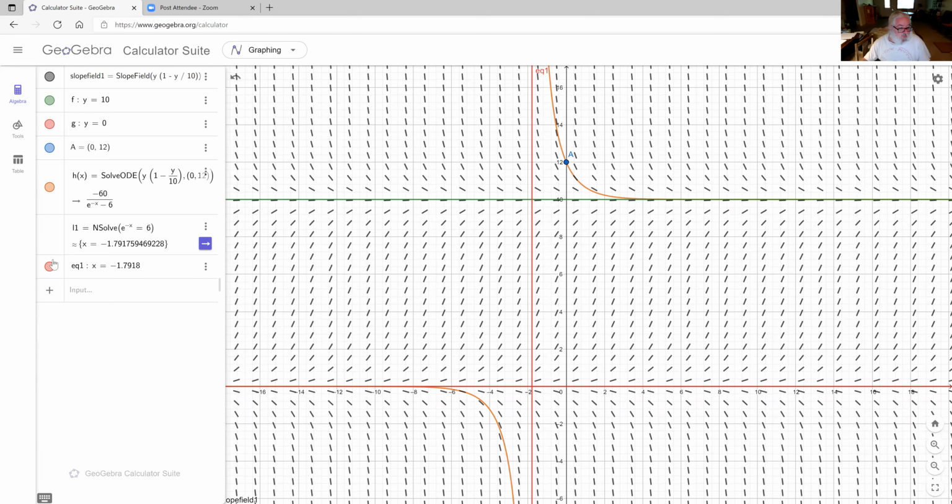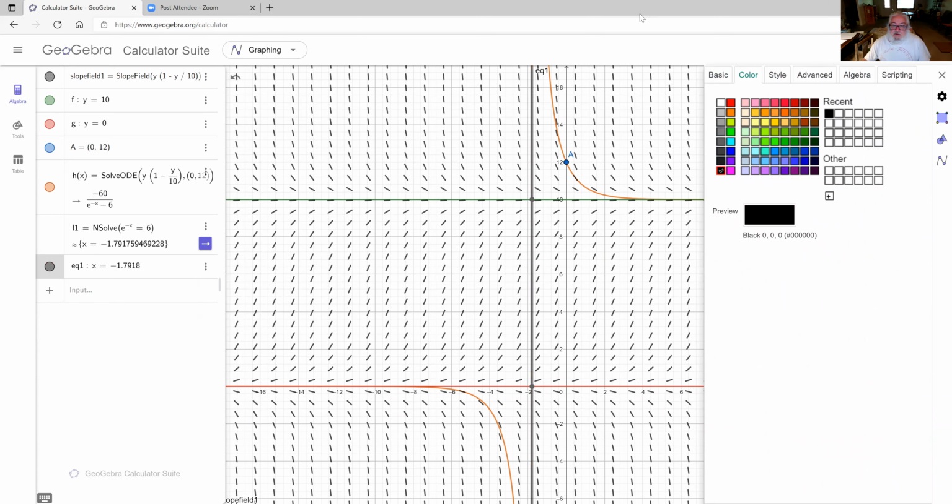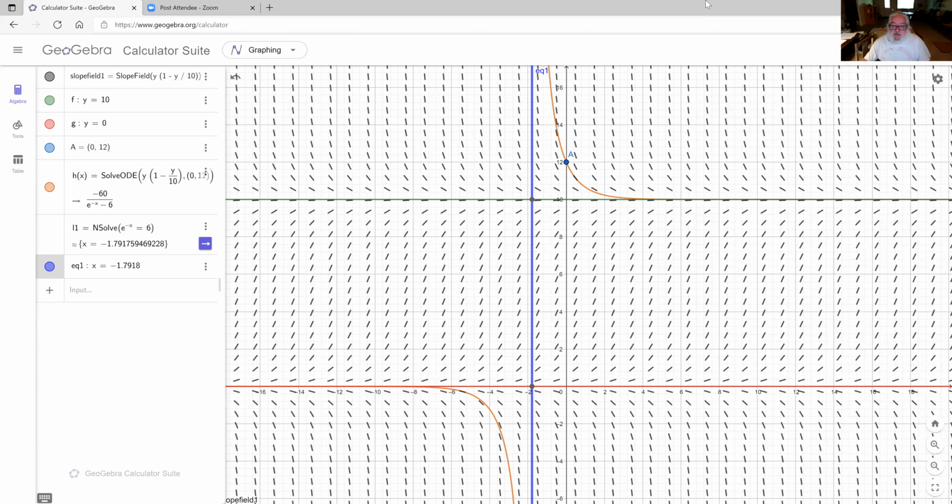So what have we got? We have way too many red lines. So I'm going to make this one a different color. Let's make it black. Well, maybe we'll make it dark blue instead. There we go. Okay, so what is this telling us? The solution that goes through our initial condition, which is this point A, has a domain that only goes back to minus 1.798. It's got a vertical asymptote there and it comes back down.